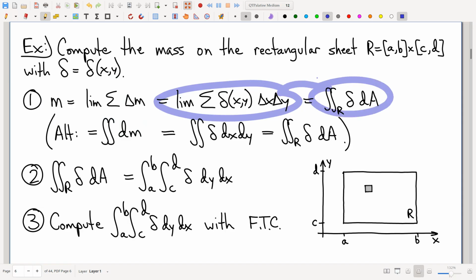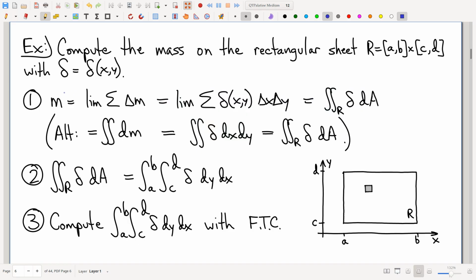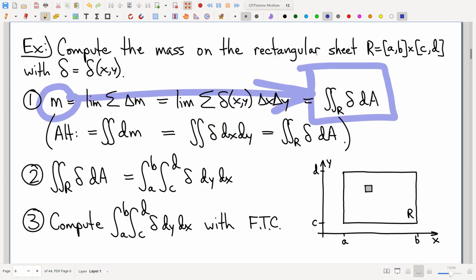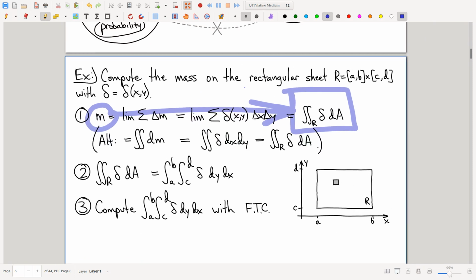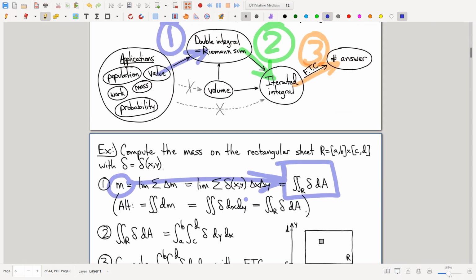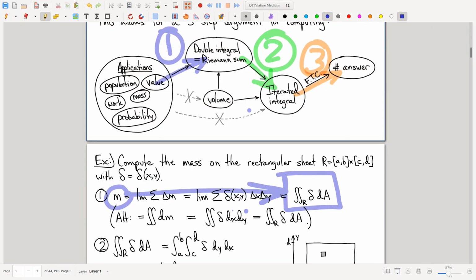And so, as we should have, we have now made an argument. Let's try to get this all on the screen here. We have made step 1, phase 1 of the argument here. We have turned our application question into a double integral.